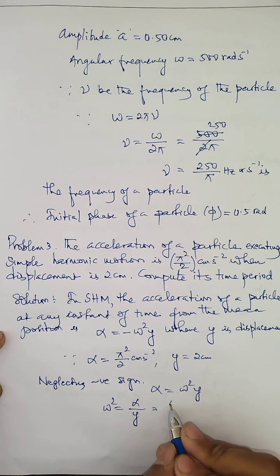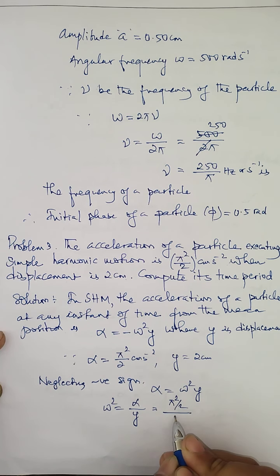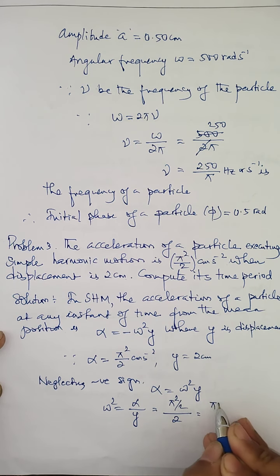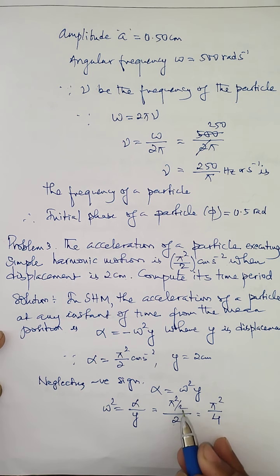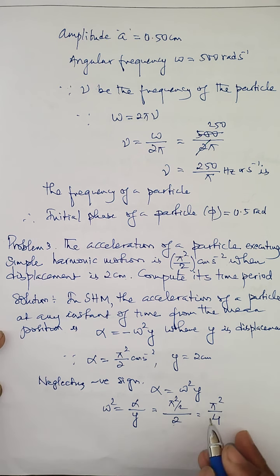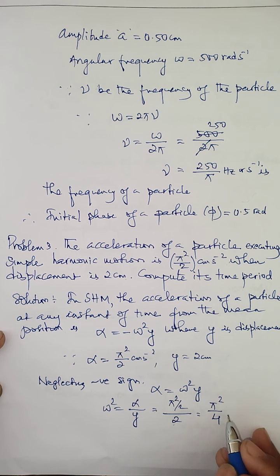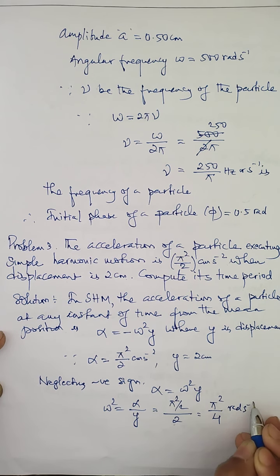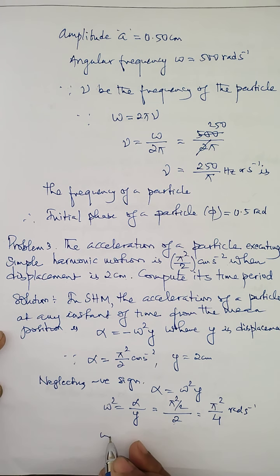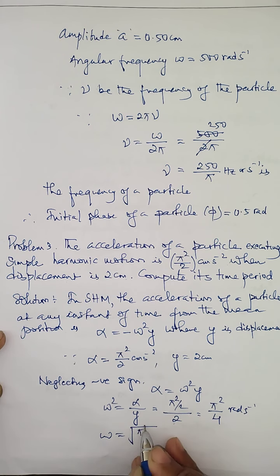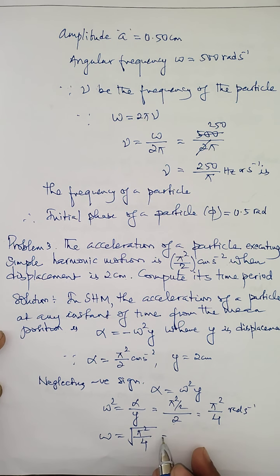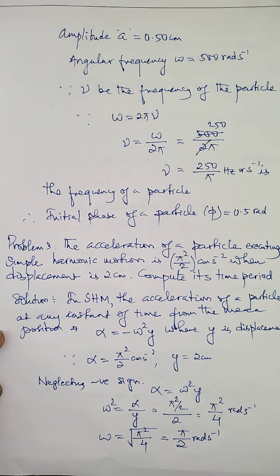Alpha means pi square by 2, and y means 2. So this is simply pi square by 4, because the 2 and 2 reciprocal means it will be multiplied. So omega square is pi square by 4, and the unit is radian per second. But actually we need to find omega. So omega equals the square root of pi square by 4. Square root of pi square means pi, and the square root of 4 means 2. So your value of angular frequency is pi by 2, and the unit is radian per second. This is the angular frequency.